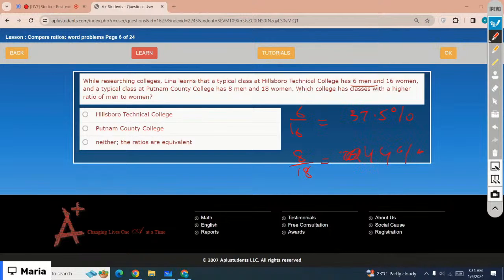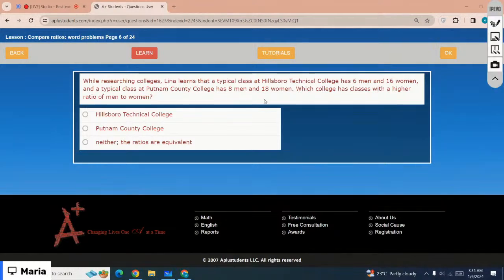So who has the higher? The second one, 44% is greater than 37.5. So the correct option is the second one. Putnam Country College has the higher ratio than the other one. Got it?